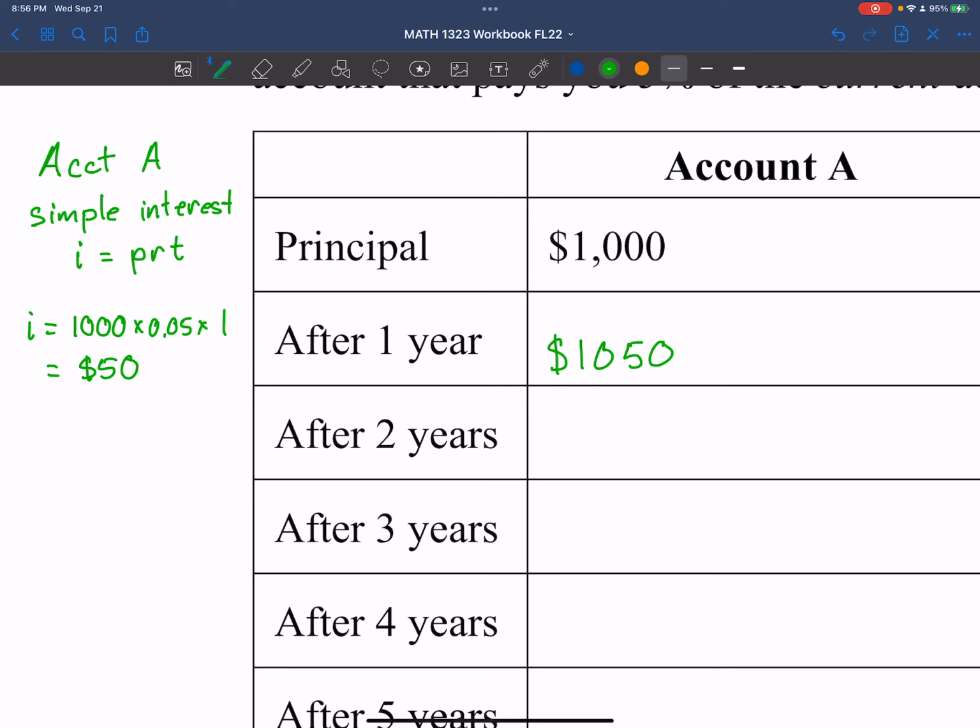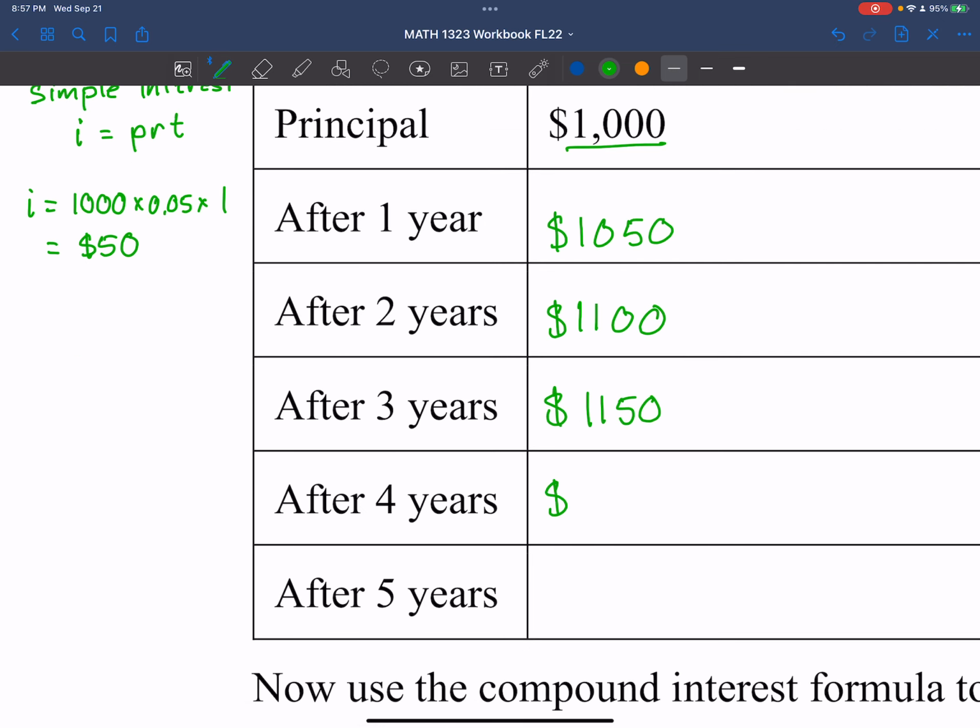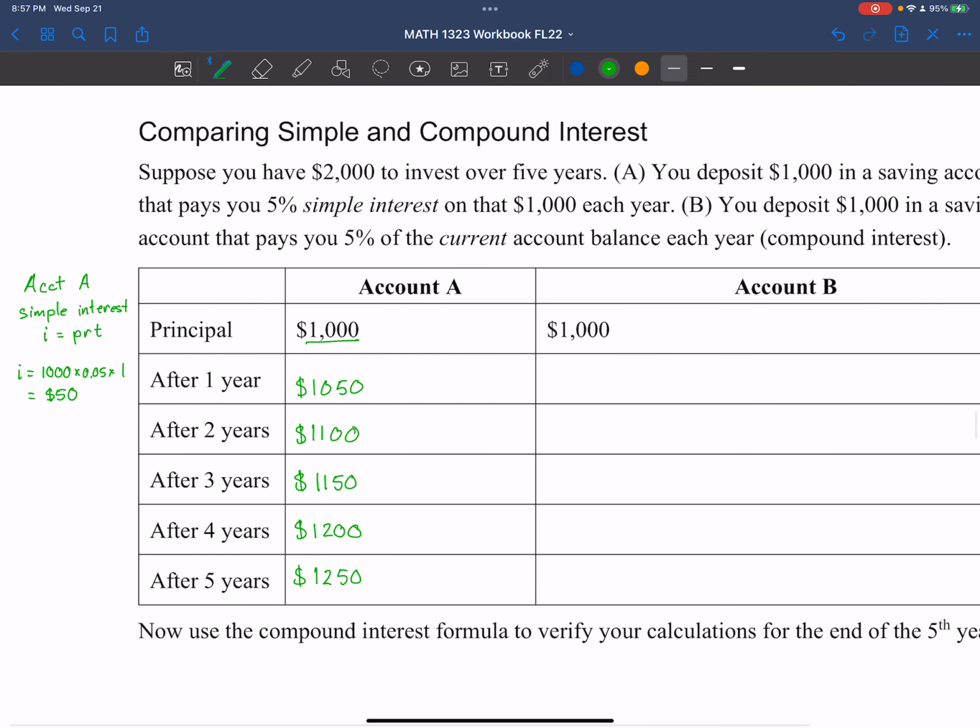All right. So next year, you would get another 5%, and again, it's going to just be on the principal. So you have 1,100. After 3 years, you'll have 1,150. After 4 years, you'll have 1,200. And after 5 years, you'll get 1,250. So it has 5% simple interest each year. So notice that this $50 we're not getting any interest on. This $100 we're not getting any interest on, and so on.